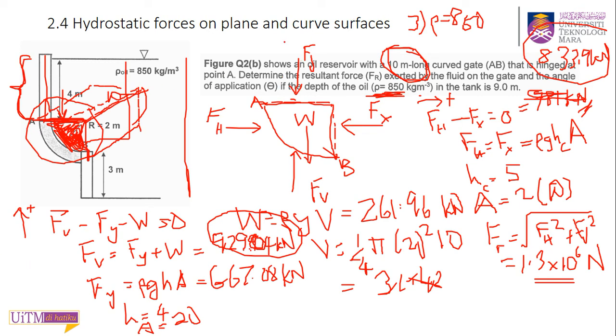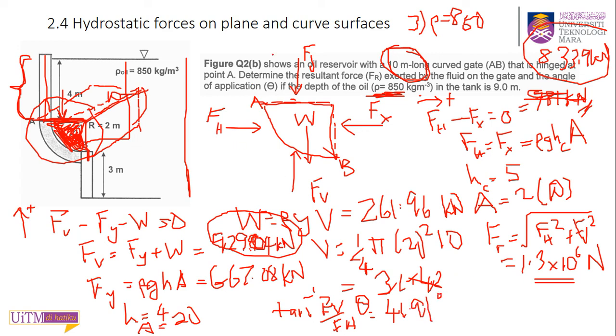We're not finished yet. The angle, which is tan inverse of FV over FH. And then what's the value you get? The theta is 41.91. Okay, well done. Thank you, Rhoda.